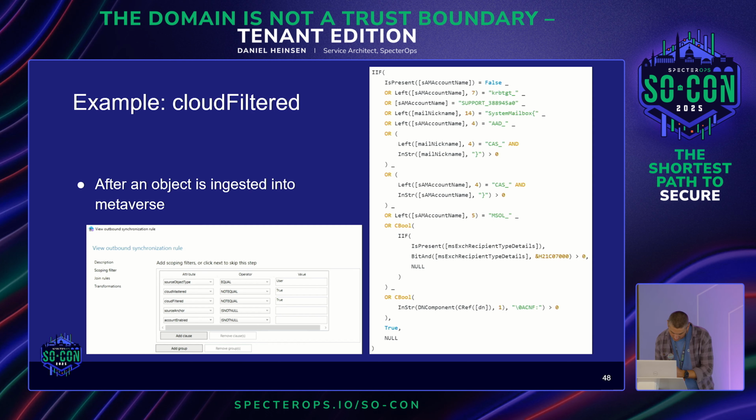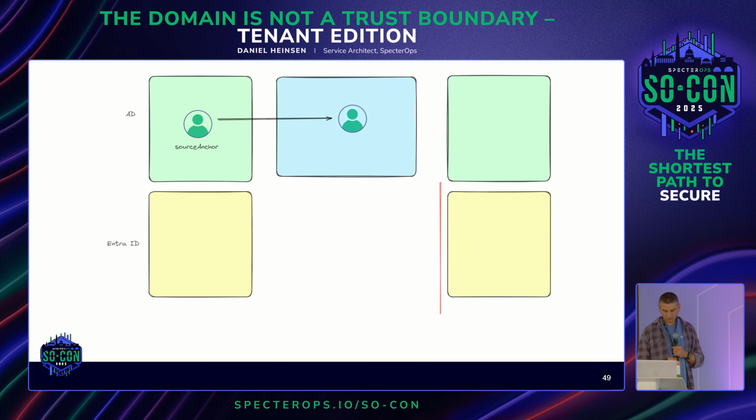Is your source anchor not null? Is your account disabled? If any of these are true, I'm not going to provision you, right? So what can we do as an attacker?